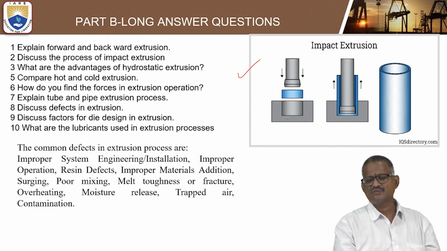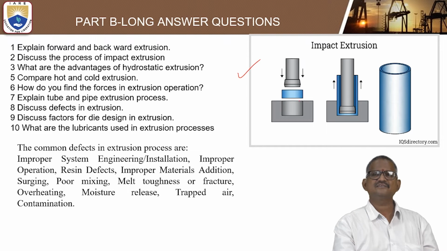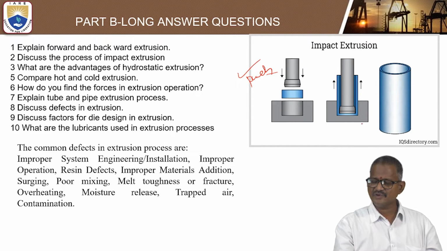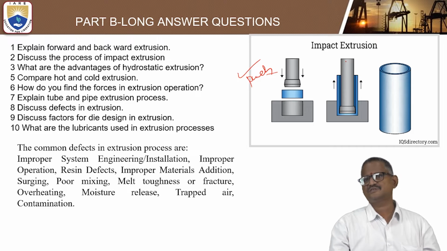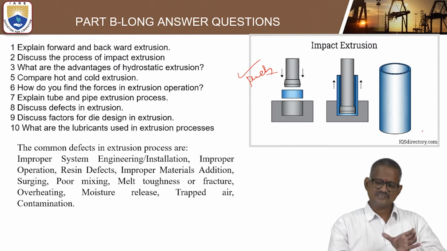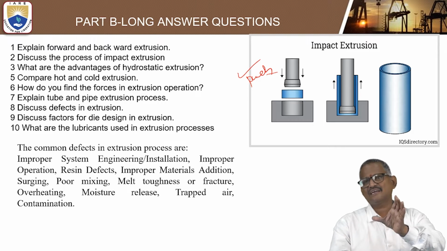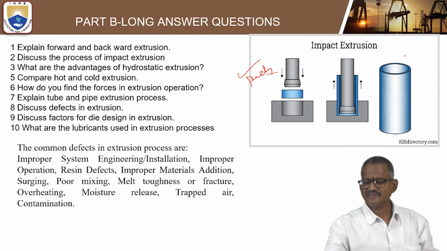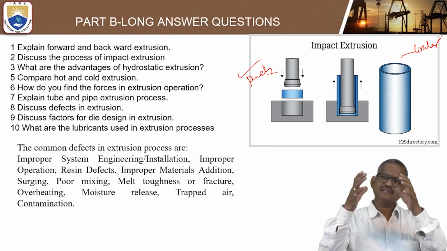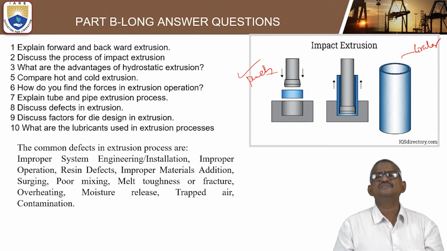So there is one workpiece, the die, and this is a blank, and this is the punch. So how the punch is applied: the blank touches the punch. Whatever the shape, the front view shows a rectangle and the top view shows it is circular in shape. A cylinder can be made by this impact extrusion.